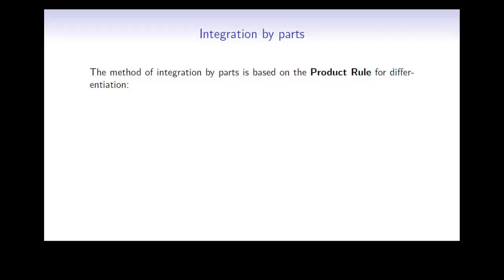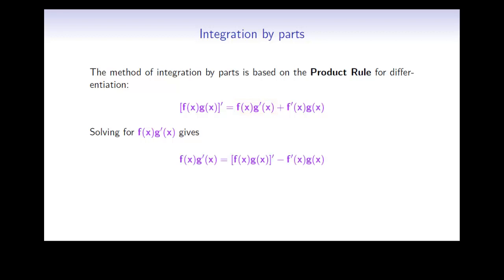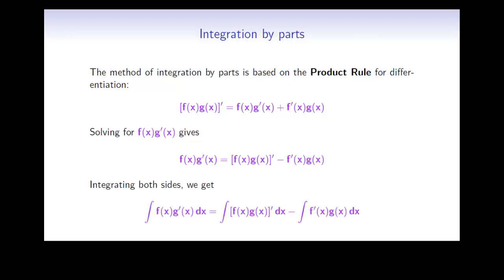The method of integration by parts is based on the product rule for differentiation. Solving or rearranging for f of x times g prime of x gives f of x times g prime of x is equal to the difference of the other two. Integrating both sides of this equation, we get the following.